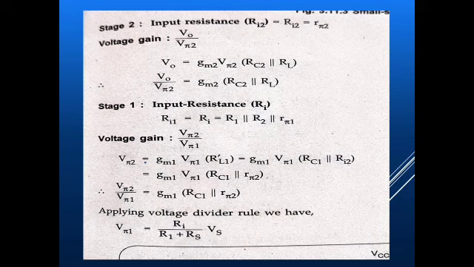and the voltage gain of the first stage is given by V pi 2 divided by V pi 1, and we know that V pi 2 is equal to GM1 into V pi 1 into RL dash. So if you substitute the value for RL dash, you get RC1 parallel with Ri2. So V pi 2 divided by V pi 1 can be given by GM1 into RC1 parallel with R pi 2, and by applying the voltage division rule, we know that V pi 1 is equal to Ri divided by Ri plus Rs into Vs.